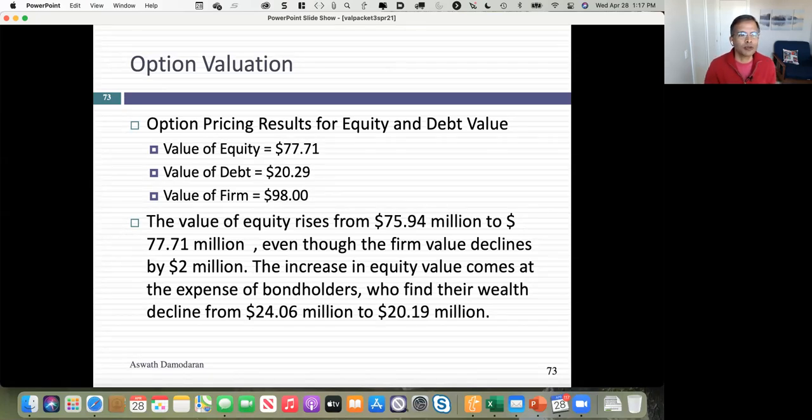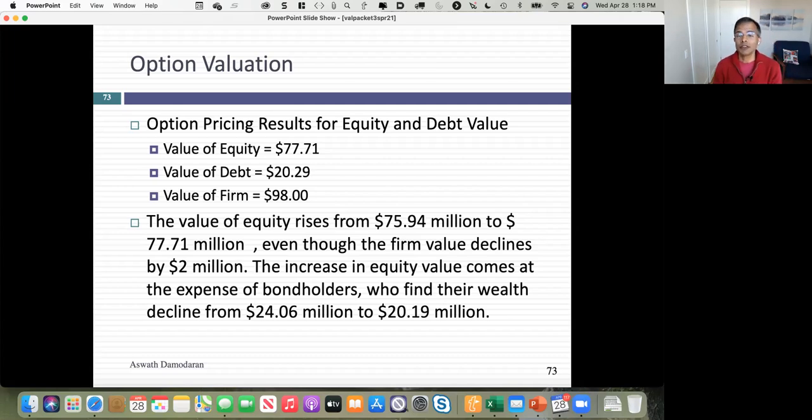Equity investors come out as winners. The firm becomes less valuable. But the lenders who are worth 24.06 million drop to 20.29 million. This is a classic problem in business. It's called the risk sharing problem. Basically, it reflects the fact that equity investors in a company, once they take lenders' money, are going to be tempted to take riskier and riskier and riskier projects because they get the upside and lenders get the downside.